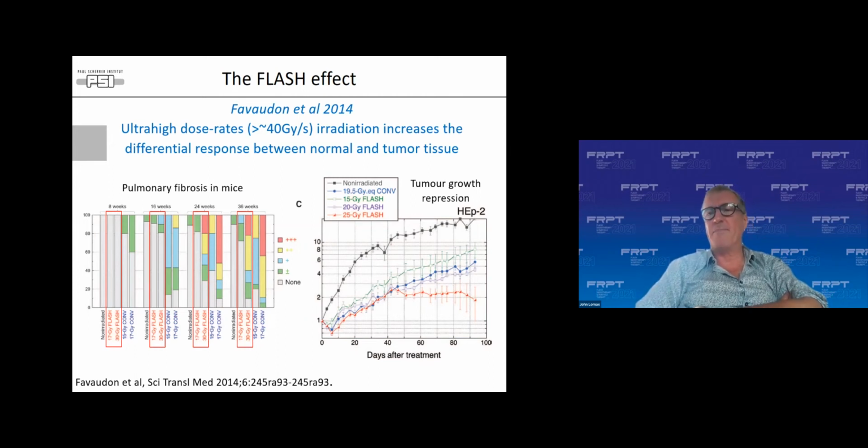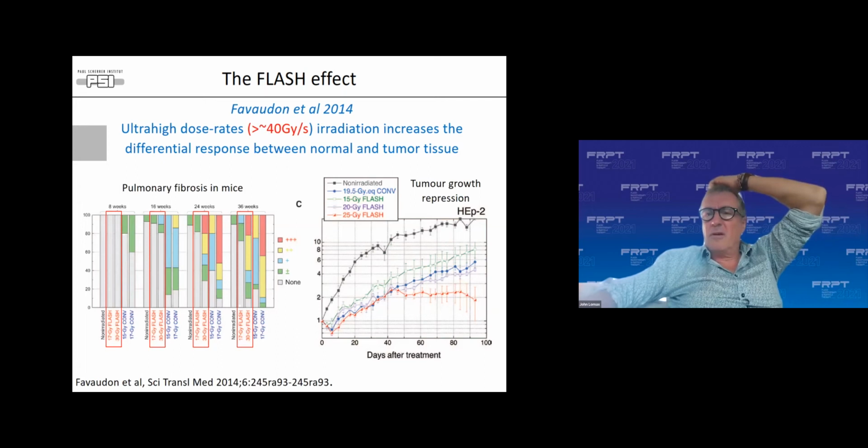So, okay, we know the Flash effect, and if you saw Marie-Catherine Vozenan's plenary talk, of course, it all started with this paper from her and Favaudon in 2014, which clearly showed a reduction of normal tissue response to radiation at high dose rates. But importantly, and as Marie-Catherine very correctly points out, that was not the new thing. The new thing in that paper was to show that the high dose rates did not have a detrimental effect on tumor. So actually, Flash could potentially open the therapeutic window, which is why it's such an exciting concept, and why I guess everybody here is in this conference to see how we can bring this into the clinic.